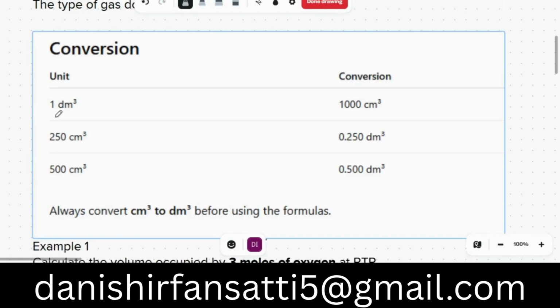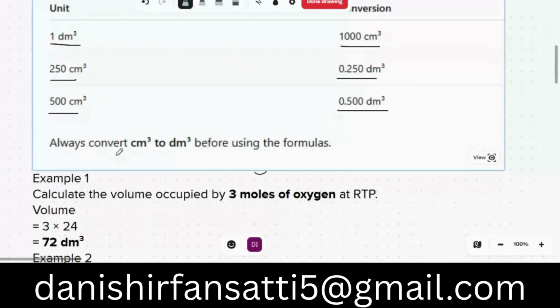How can we convert 1 dm³ into cm³? 1 dm³ contains 1000 cm³. That means 250 cm³ is 0.25 dm³, and 500 cm³ is 0.5 dm³. Always convert cm³ to dm³ before using the formulas.